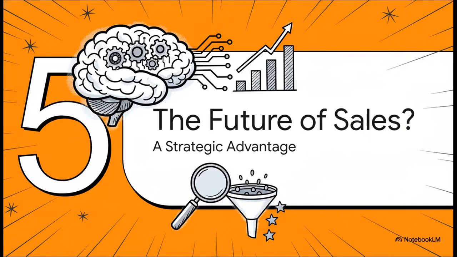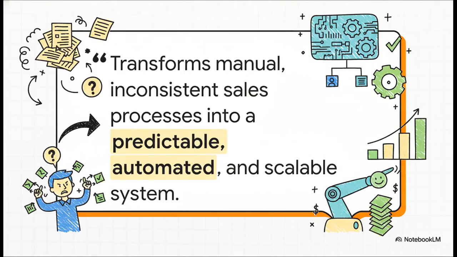people. You know, this really brings us to a much bigger idea. We're not just talking about some handy tool anymore. We're talking about a fundamental strategic advantage and a peek into the future of how sales will work. There's a quote that just sums this whole thing up perfectly. The goal is to transform manual, inconsistent sales processes into a predictable, automated, and scalable lead conversion system. And let's be real, that shift from unpredictable to predictable, that's the holy grail of managing a business.